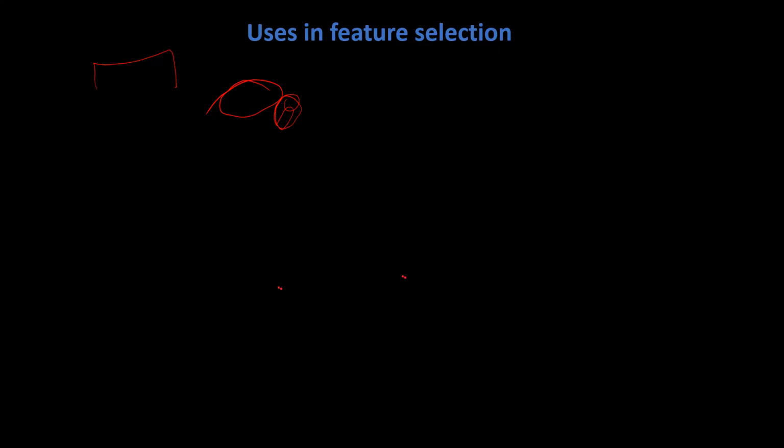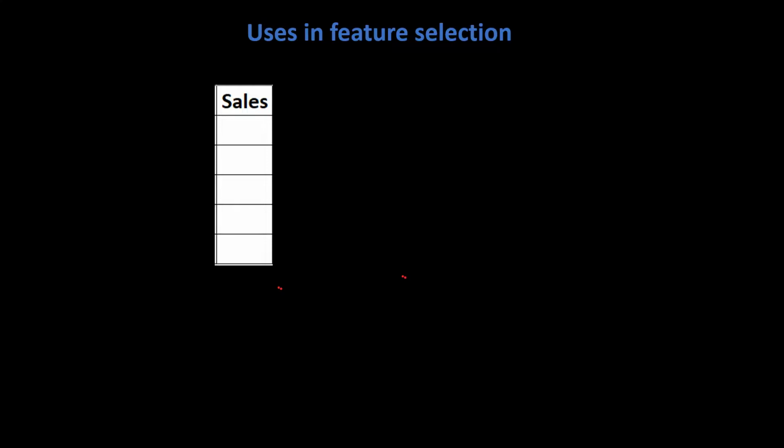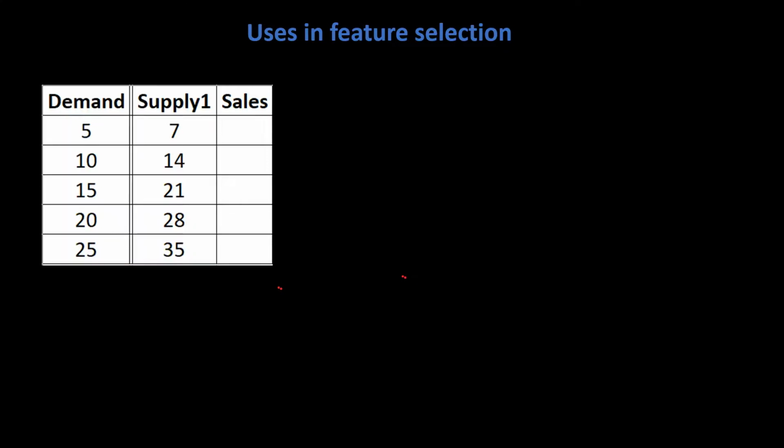Next we're gonna see how we can use correlation in feature selection when you are working in data science and you have to make some statistical model. Let's take an example. You have been given 20 variables, and on the basis of them you have to make a model which predicts the sale. Now out of those 20, let's consider demand and supply are the two variables.